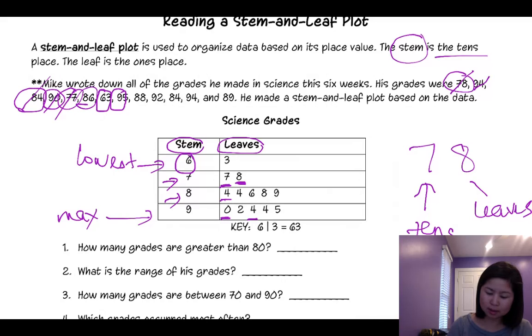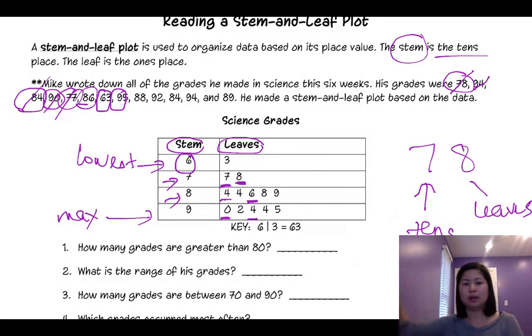Then we do 86. Same thing, the 8 stem and then the 6. So basically, you just write the tens once, and then just write the ones on the second column as many times as you need it. Question for me on this one?